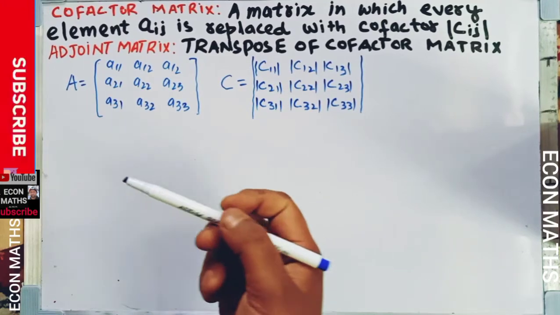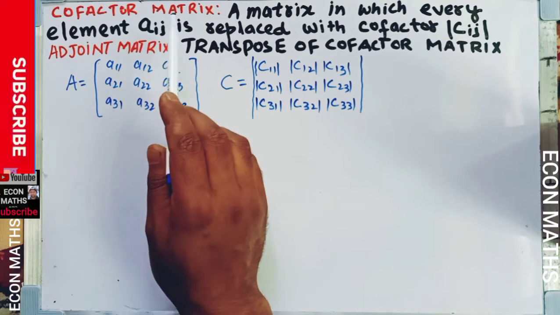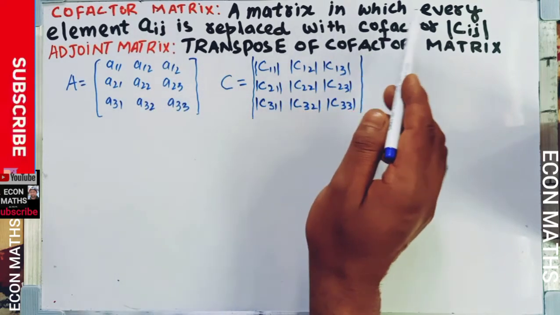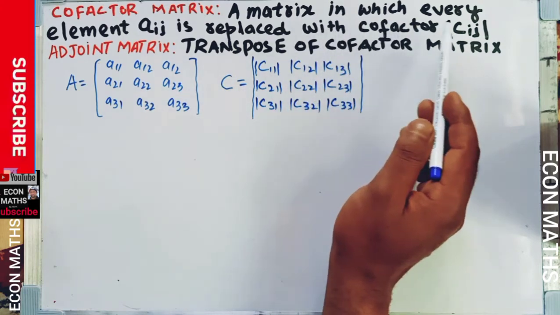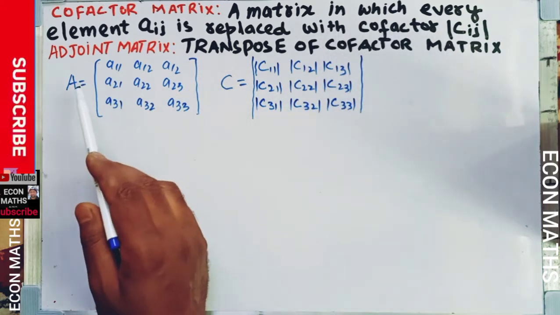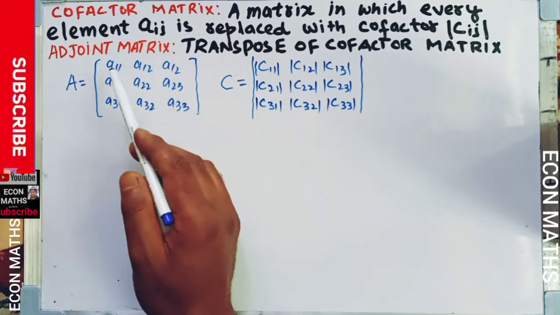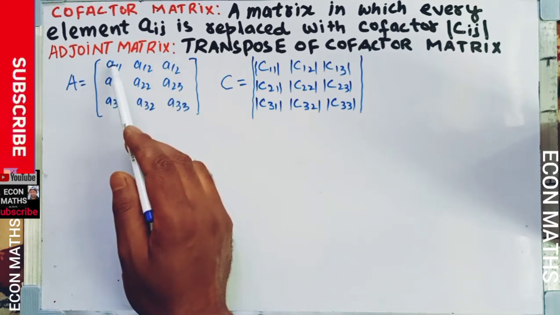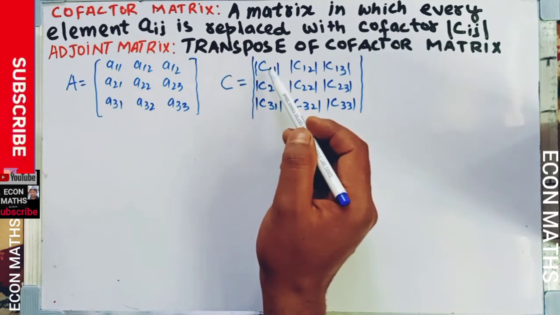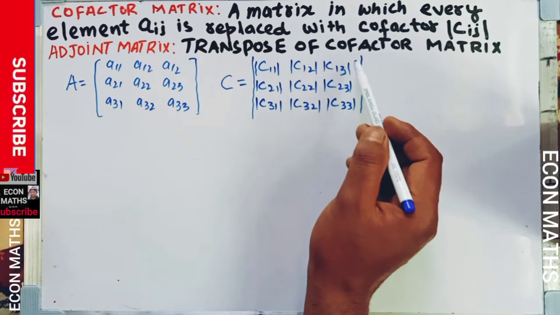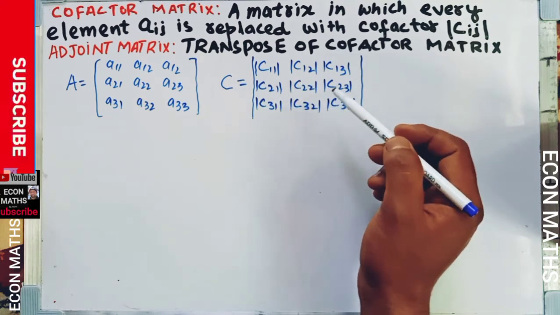Now we will see the cofactor matrix and adjoint matrix. Now a cofactor matrix is a matrix in which every element Aij is replaced with cofactor Cij. That is, if we are given a general matrix like this, now if every element of this matrix is replaced with the cofactor, then we say the matrix formed by the cofactors is a cofactor matrix.